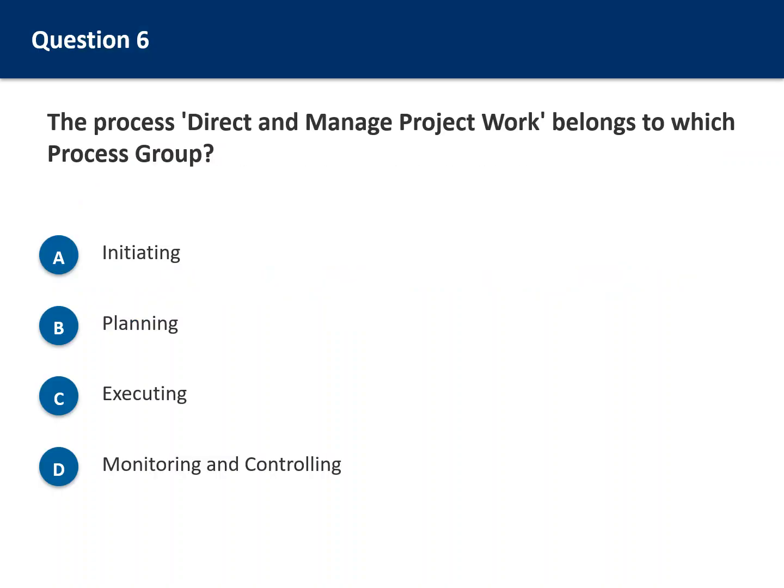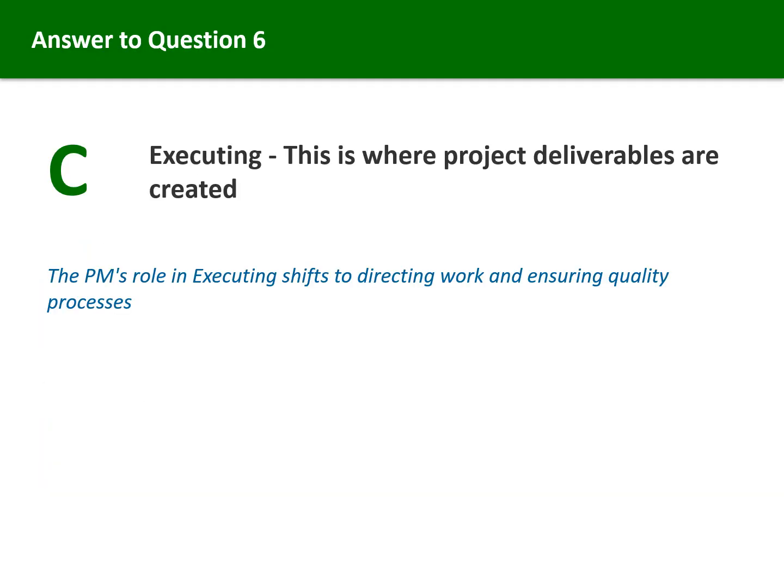Question 6. The process direct and manage project work belongs to which process group? Option A, initiating. Option B, planning. Option C, executing. Option D, monitoring and controlling. This is where the work actually gets done. The correct answer is C, executing.